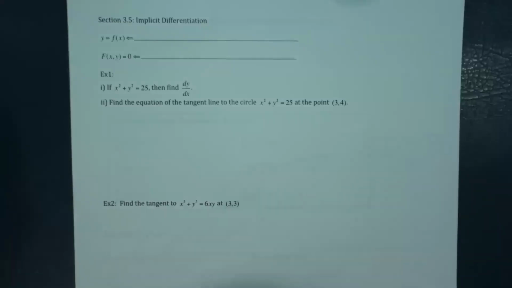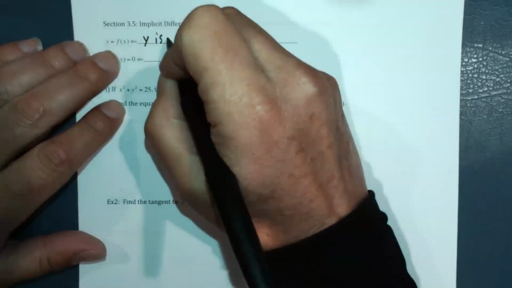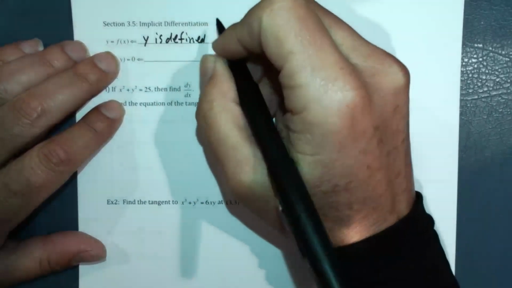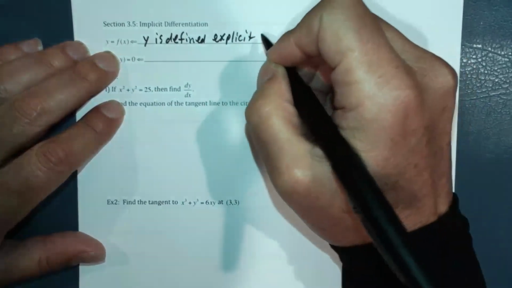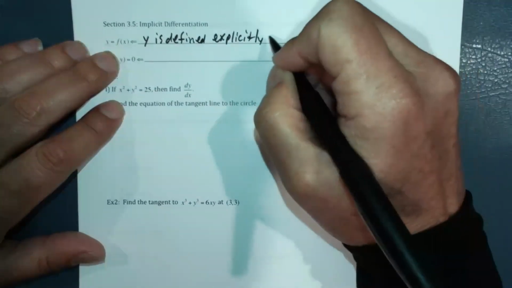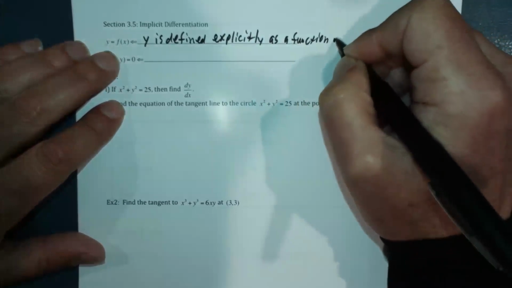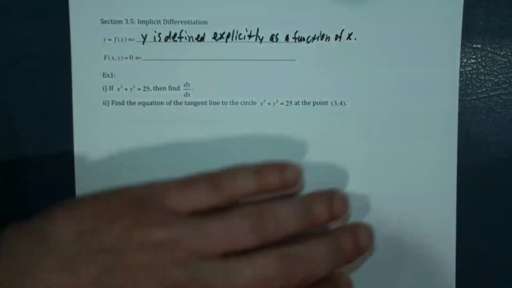Welcome back, everyone. Today we are going to talk about implicit differentiation, and that might be a new word for you, the word implicit. If we have an explicit form, that means that y is defined explicitly as a function of x. And an example of this would be this.